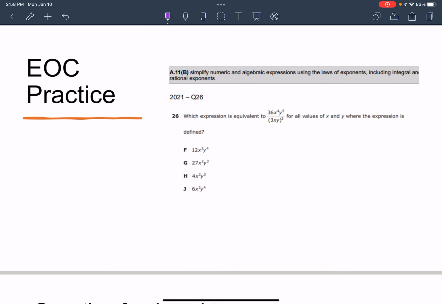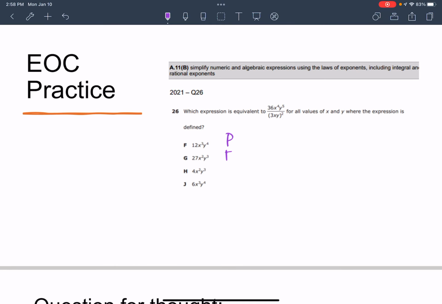So go ahead and pause the recording if you want to try this on your own. So like you can see here, we're going to use more than one exponent rule, so we're going to use our order of operations. And so we're going to deal with whatever's in the parentheses first. So this is 36x to the fourth, y to the fifth, over 3 squared. That exponent is going to distribute on the denominator, x squared, y squared.